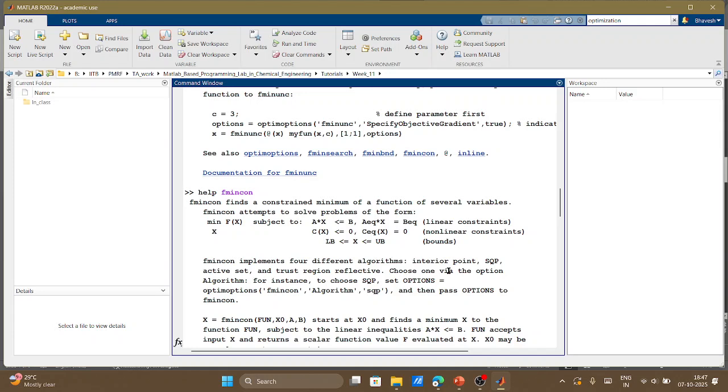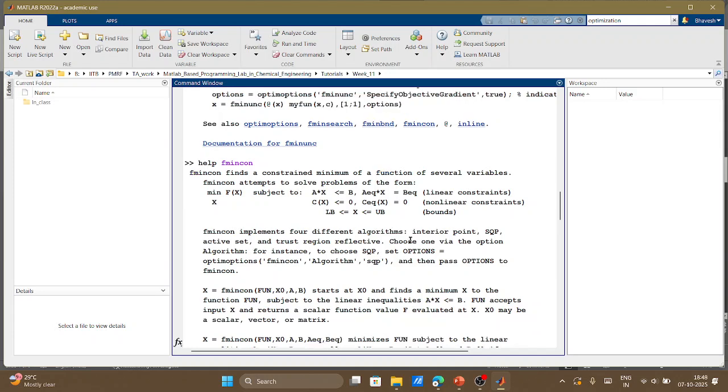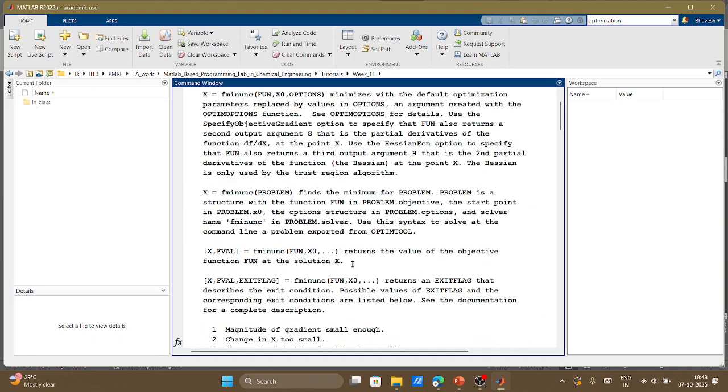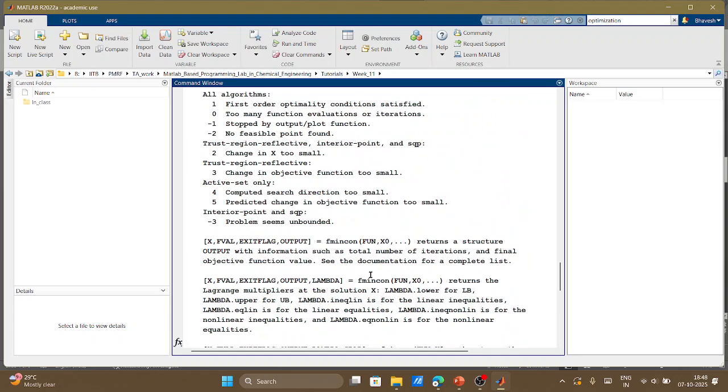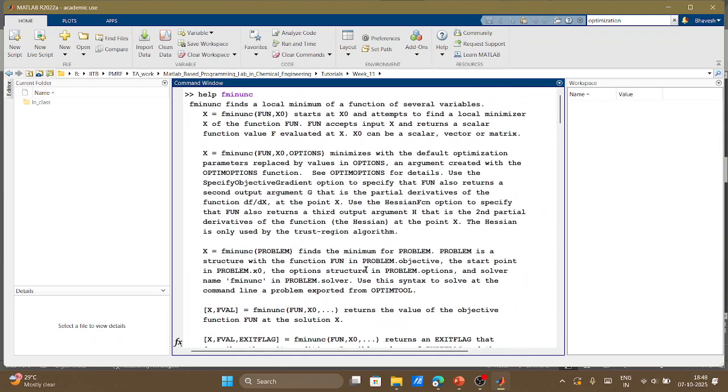Interior point. So see here they have mentioned various functions, like various methods they use. So you have interior point method, SQP method, active set and trust region method. This again requires time and concept to explain all these methods. So if you are interested, you can look into the optimization books and understand these numerical methods. This is also gradient based, sorry, so there is nothing about non-gradient here.